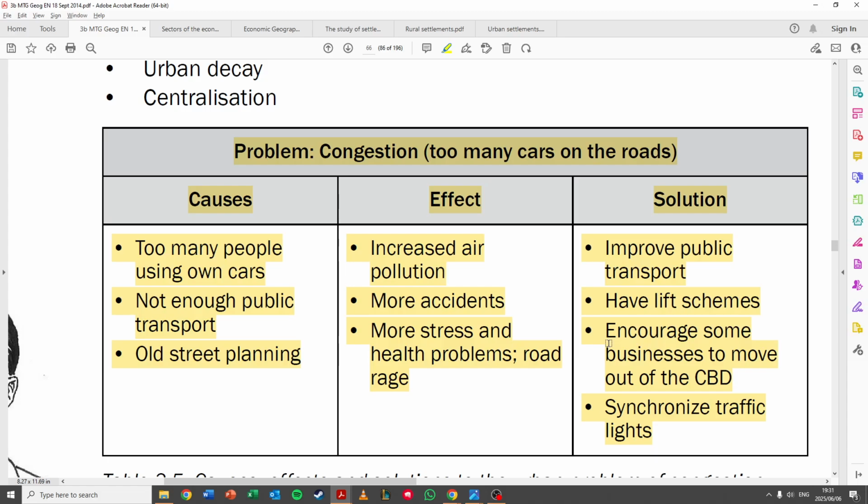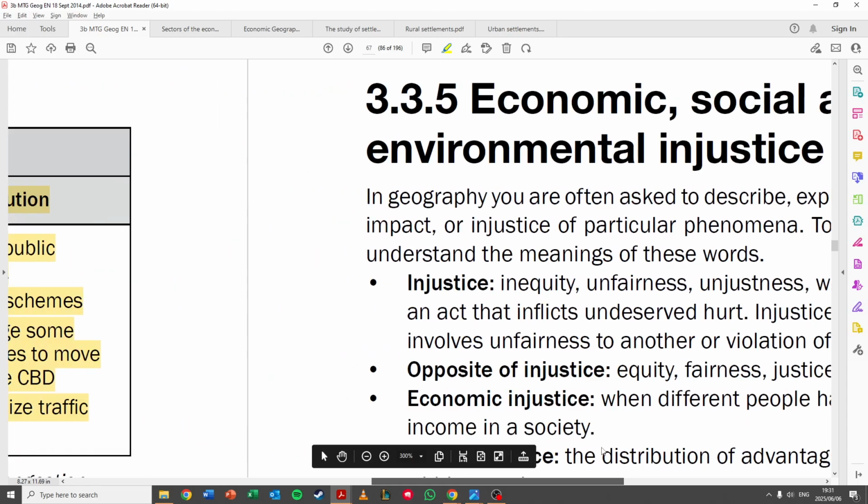So what is the solution to this? Improve public transport and have lift schemes so everyone doesn't use their own private car. Then encourage some businesses to move out of the CBD. And personally, I think this is a lot better. It's not always the safest in the CBD, and for some people, it might be easier to get there if it's not located there. So that can definitely be a solution. And obviously, then to synchronize traffic lights, which can also help with traffic.